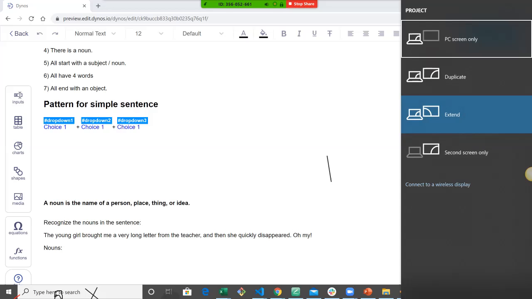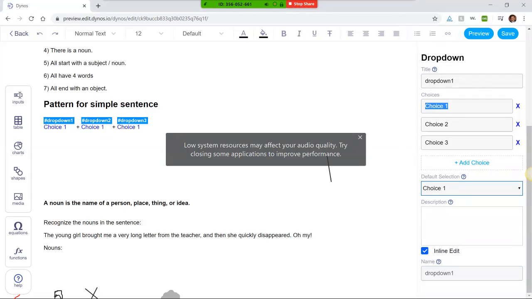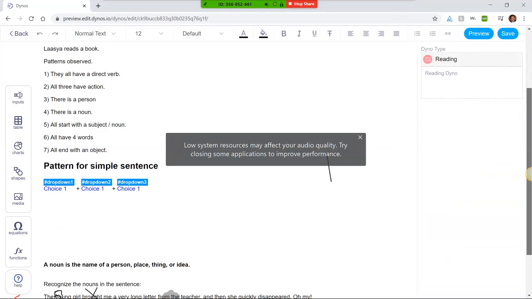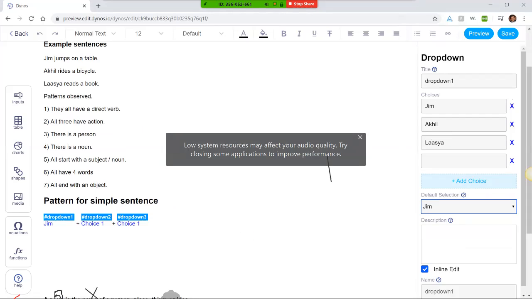All right. So drop down 1. Can you give me the list of choices for drop down 1? What would be the subjects here? Could it be Jim, Akhil, Lalasya? Can be anyone. We can have any more, right? We can have Sanvi. Anything, right? So this could be nouns. Nouns are subjects. Okay, we can have any more choices here.